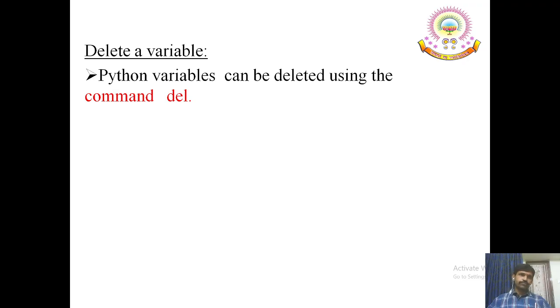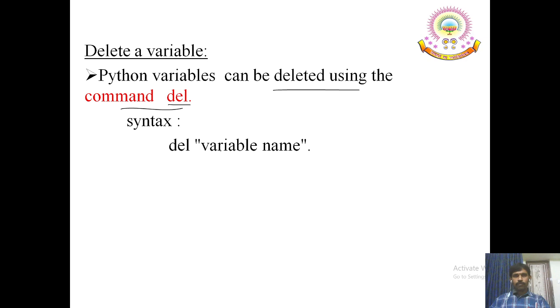The deletion of a variable which is no longer required can be done, like we have done in dynamic memory allocation using the free function. Free was the function that we used to release the memory allocated to a variable. Similarly, we can do the same process by using the del function. Python variables can be deleted using the del function. Syntax is del followed by variable name. That means delete variable name.